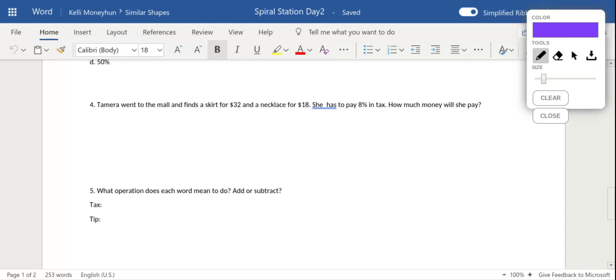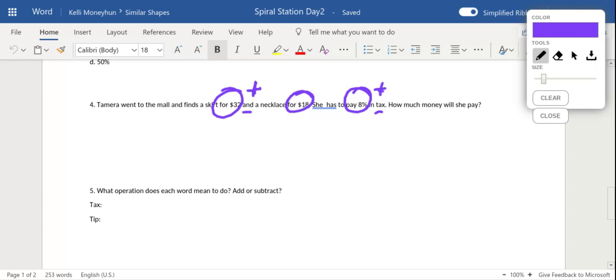Okay, Tamara went to the mall and finds a skirt for $32 and a necklace for $18. This "and" right here is going to mean to add. Okay, it's on your word wall. She has to pay 8% in tax. Tax means to add, too. Okay, so right now we're adding twice. How much will she pay?